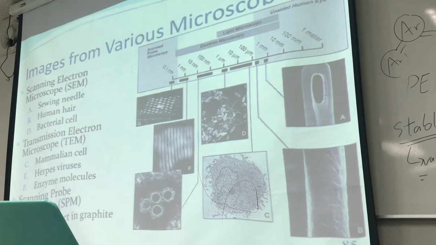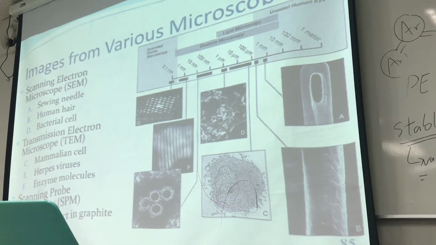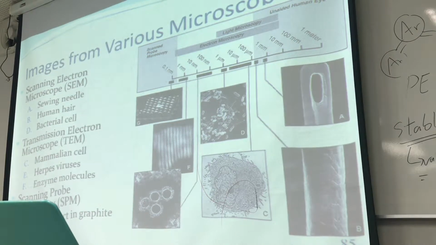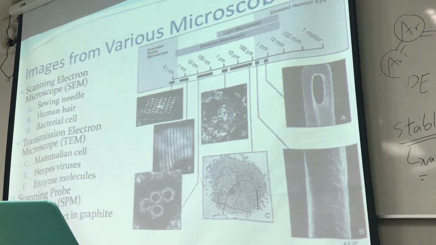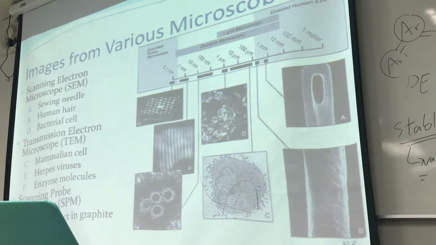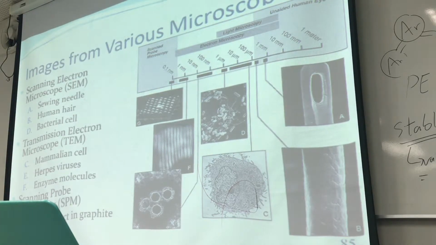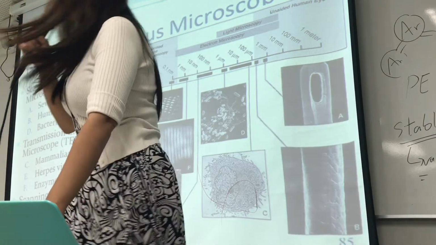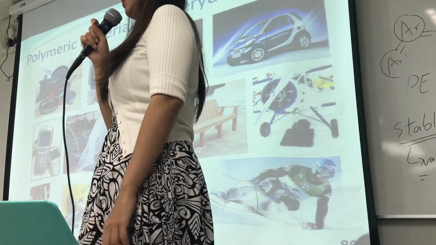Okay, so let me ask you a question. For the scanning tunneling electron microscope, can you see small pictures? Yes, you can see in the range of atoms. See that? Okay, so that's pretty much about the equipment. Okay, so next.